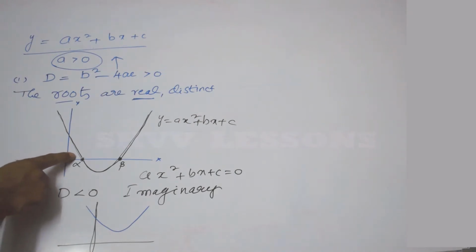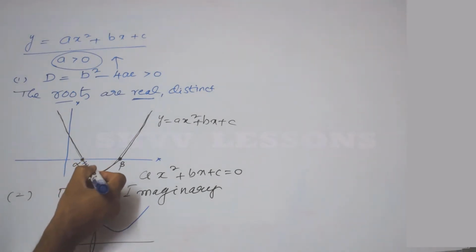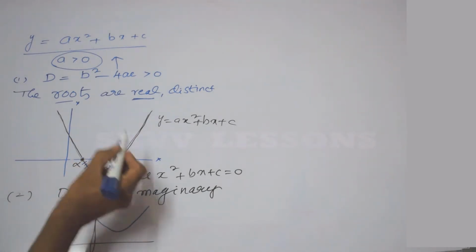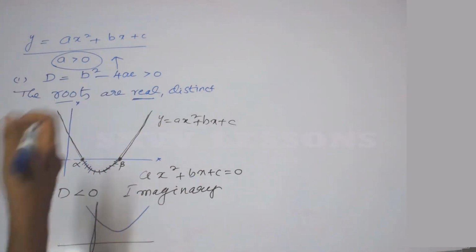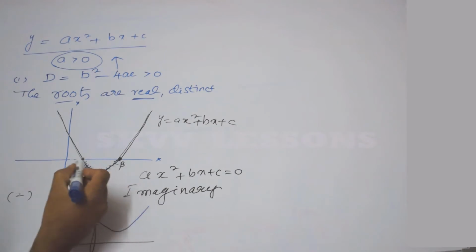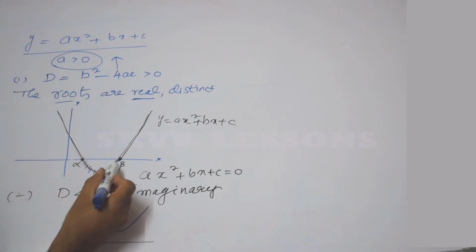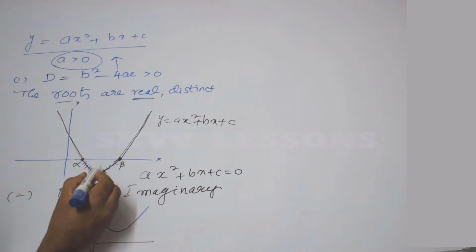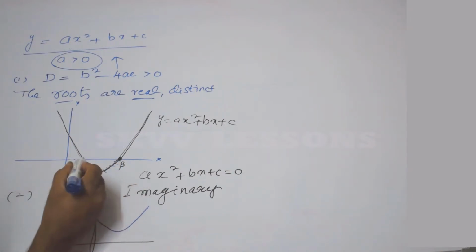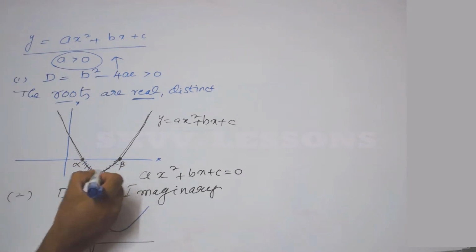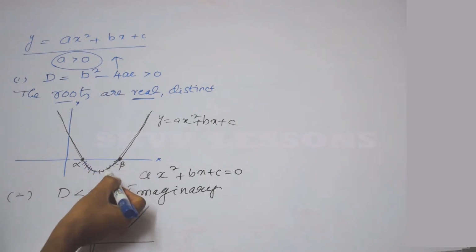Here some part of the graph is below the x-axis. Can you observe this part? This part of the graph is below the x-axis, and some portion of the graph is above the x-axis. What is the meaning of this? Whenever a curve is below the x-axis, its function values are negative. This portion in between alpha comma beta, the part of the graph is below the x-axis. Therefore, function values are negative.